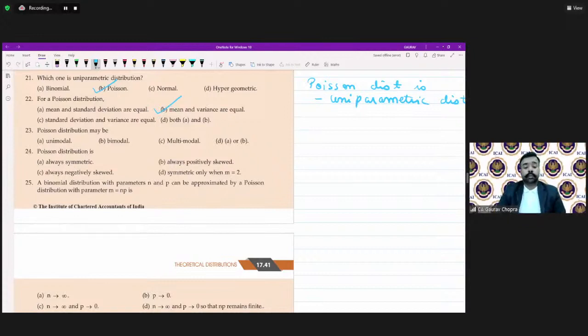Then, Poisson distribution may be unimodal or bimodal. We have discussed that if the mean is a whole number, then there will be two modes, k and k minus 1. Let's say if the mean is equal to 4, then the mode will be 4 and 4 minus 1, that is 3. But if the mean is not a whole number, like 4.2, then the mode will be simply 4. So Poisson distribution is unimodal as well as bimodal. So we can say it is A or B, unimodal or bimodal.